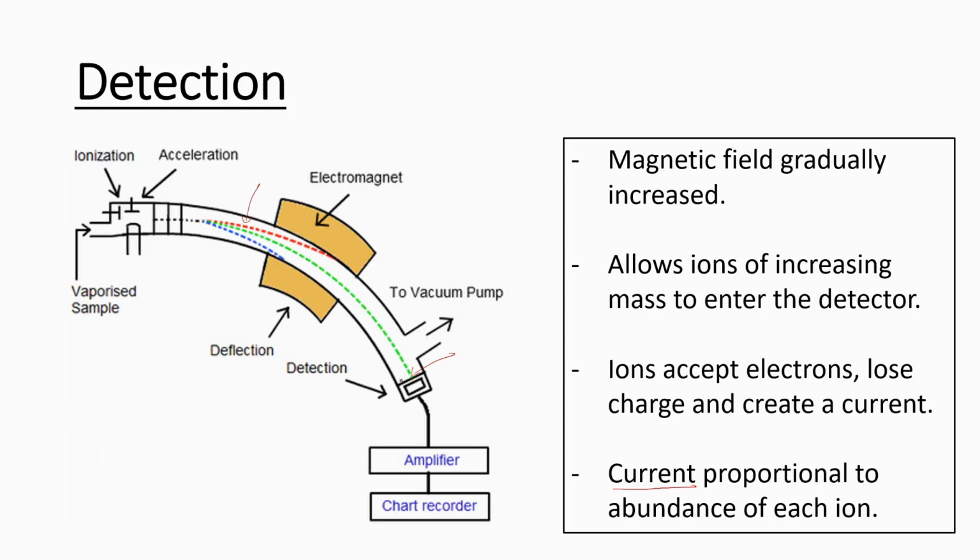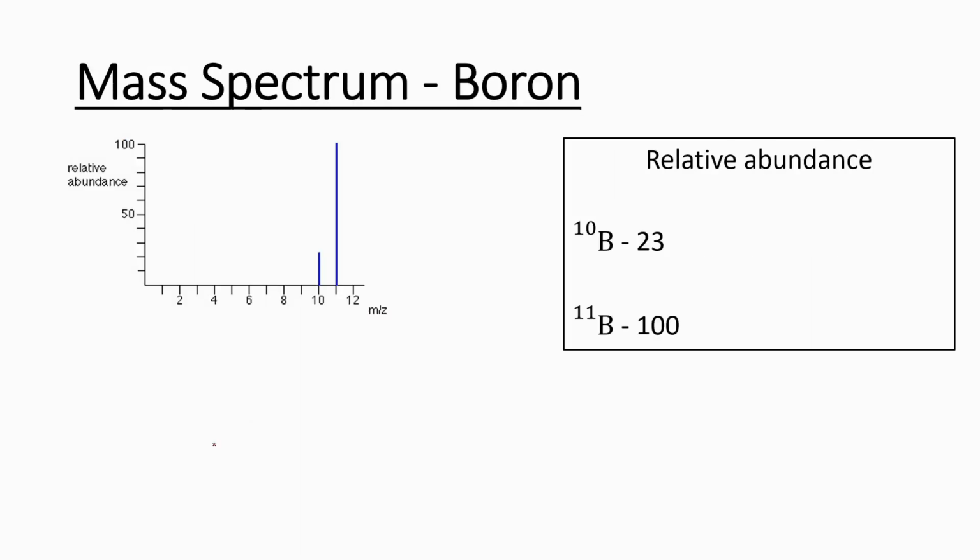And so the amount of current generated when an ion hits a particular point in the detector is proportional to the abundance of that ion. This mass spectrum will help us to identify isotopes. And we can tell there are different isotopes here because we've injected gaseous boron. This is an element which is a single atom. It's monatomic. And when you put this into the mass spectrum, we get an output where we have two peaks.